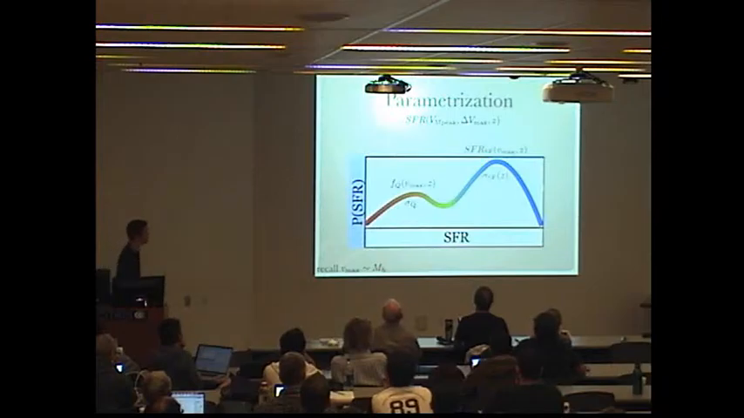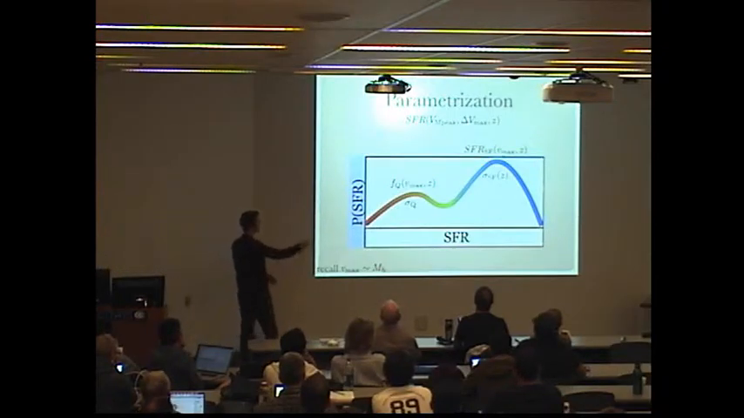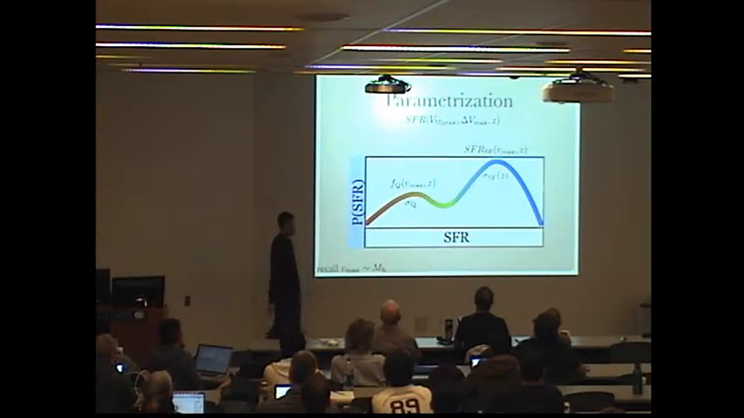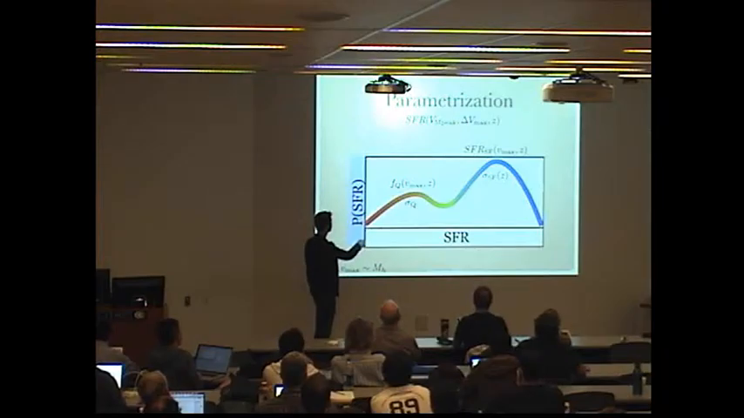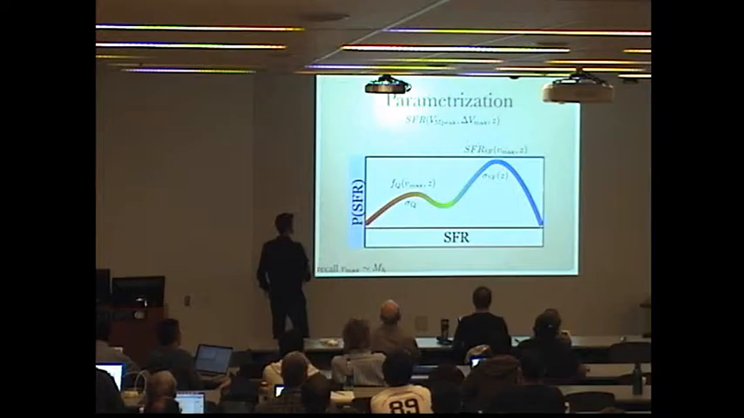You need a few numbers. One of them is the location of this star forming peak. So what is the star formation rate of galaxies on the main sequence for a given halo mass or Vmax and redshift? What's the width of that Gaussian? What fraction of things are in the quenched versus the star forming peak? What's the width of this quenched thing? And also, what's the location of this?